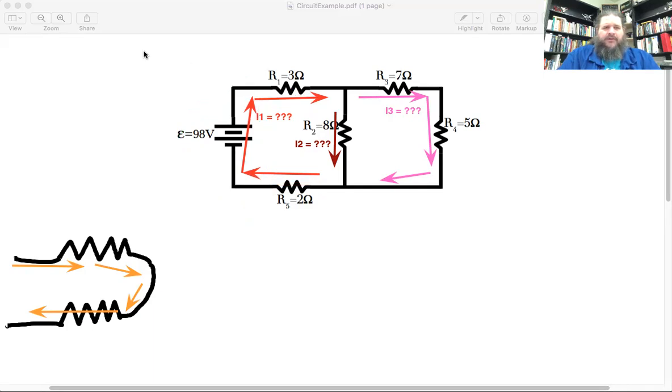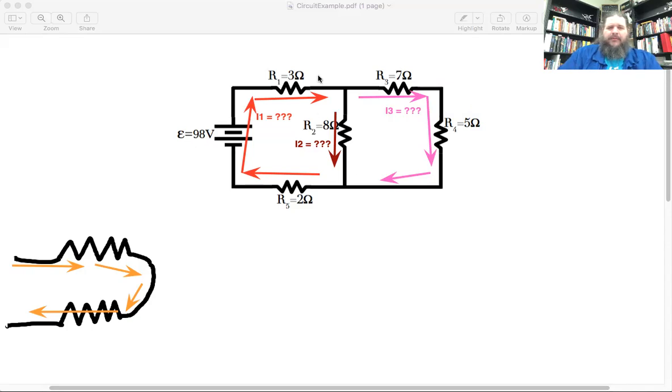Same thing if we draw a similar blob at, let's say, the upper right corner. If I draw this blob here, the current flowing into that corner, that is through R3, has to match the current flowing out of that corner through R4. So that tells us from the junction rule that resistor 3 and resistor 4 are getting the same current, which we would just call I3.